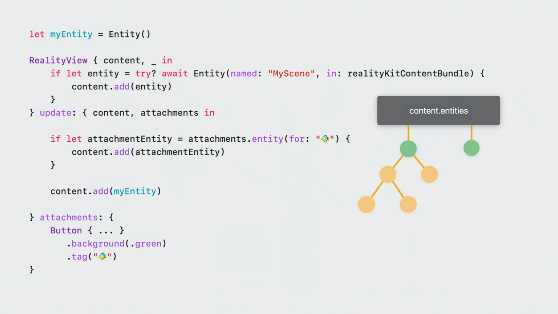You don't need to check if the content.entities already contains your entity. It's a no-op if you call add with the same entity twice, like a set. It's the same when you parent an entity to an existing entity in your scene. It won't be added twice. Attachment entities are not created by you. They're created by the reality view for each attachment view that you provide in your attachments view builder. That means it's safe to add them to the content in your update closure without checking if it's already there.